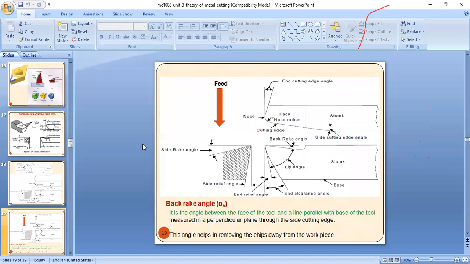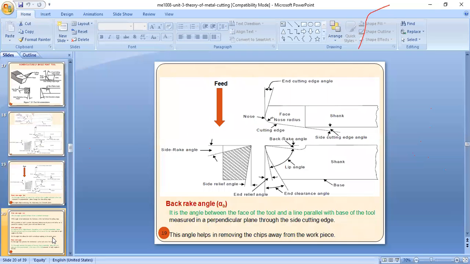So what is back rake angle? Already we have discussed the definition. It's the angle between the face of the tool and the line parallel to the base of the tool. If you try to draw a line parallel to the base of the tool, it is the angle between that line and the face of the tool. It is measured in a plane perpendicular to the side cutting edge. You can easily find out. Already I told you the significance also: it tries to remove the chips away from the workpiece.